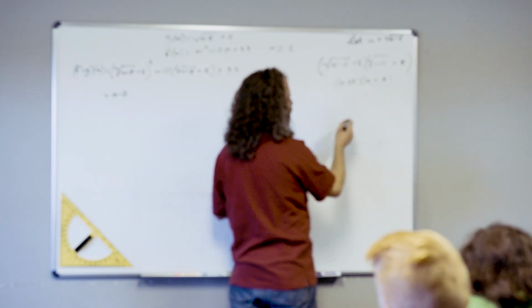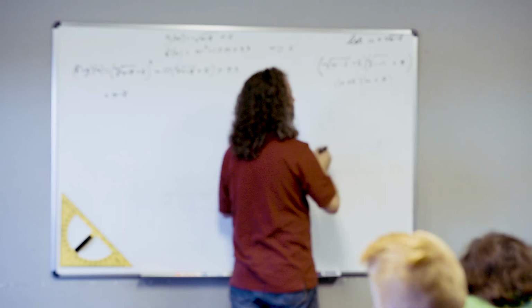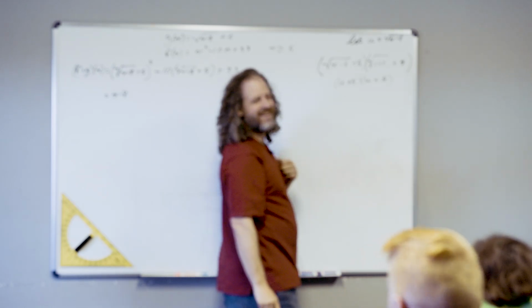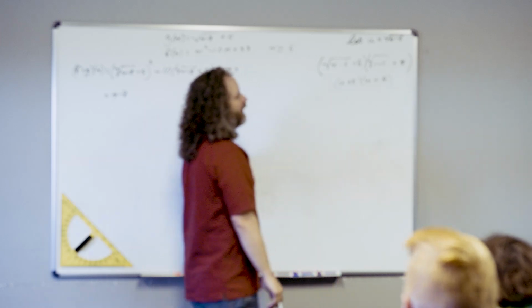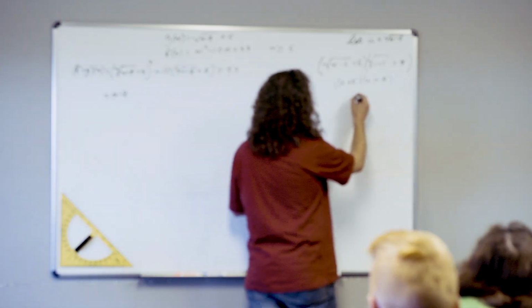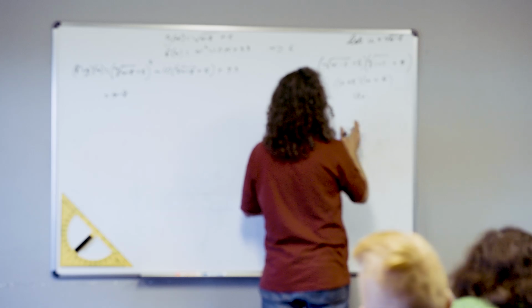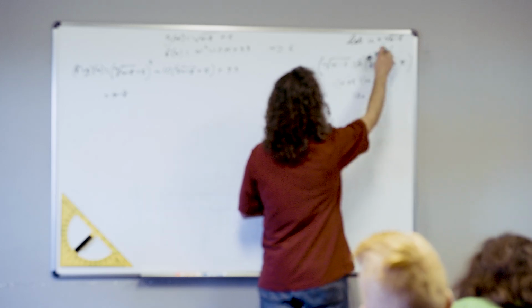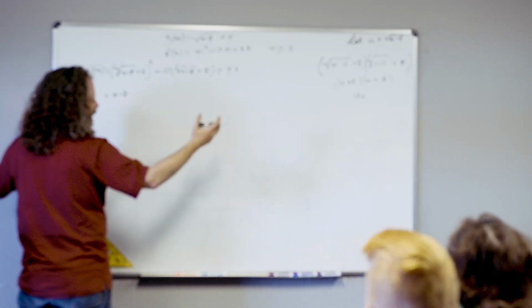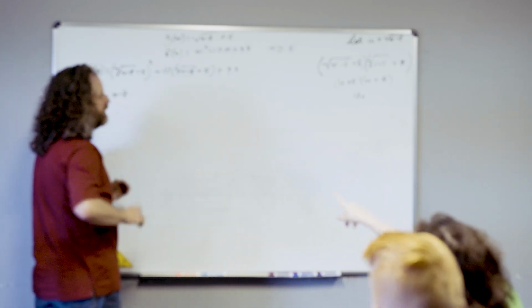5u plus 5u is what? 10u. So the middle term is going to be 10u, and u is that. So 10 that, right? It's a way to make a complicated ugliness simpler.